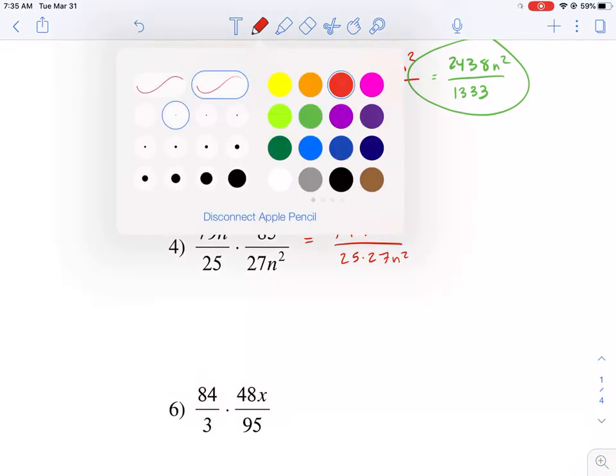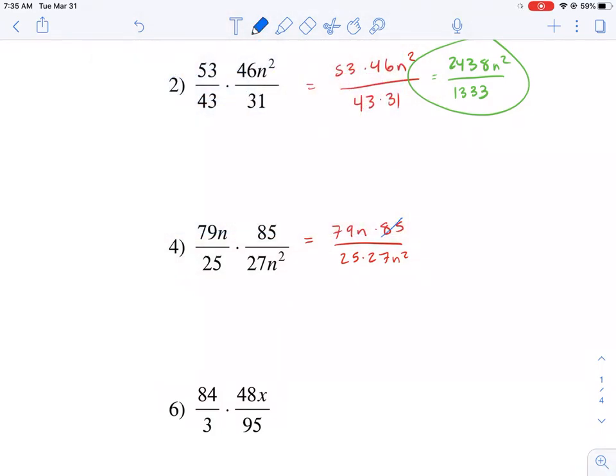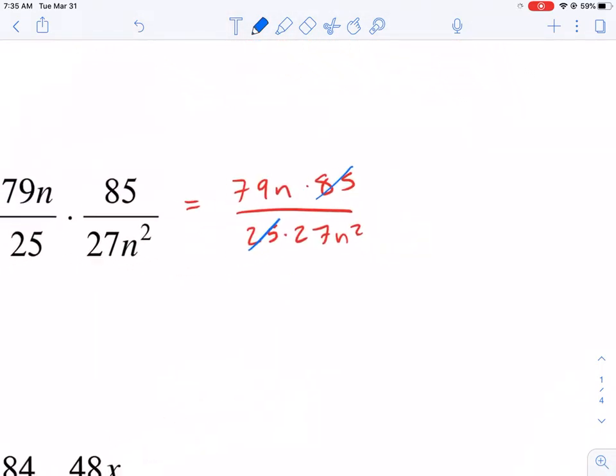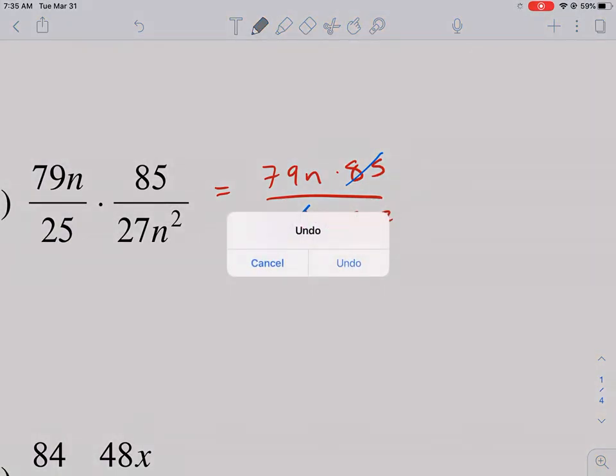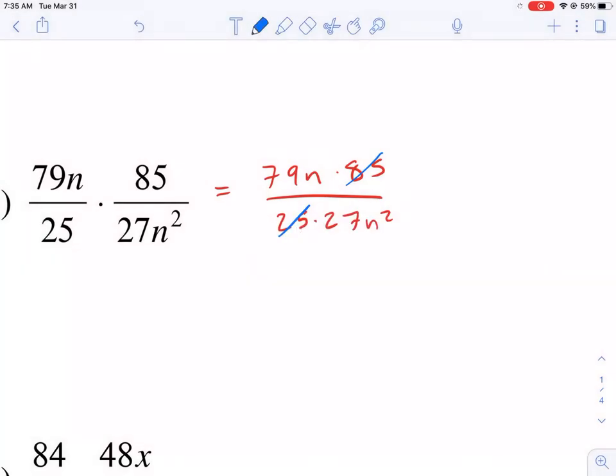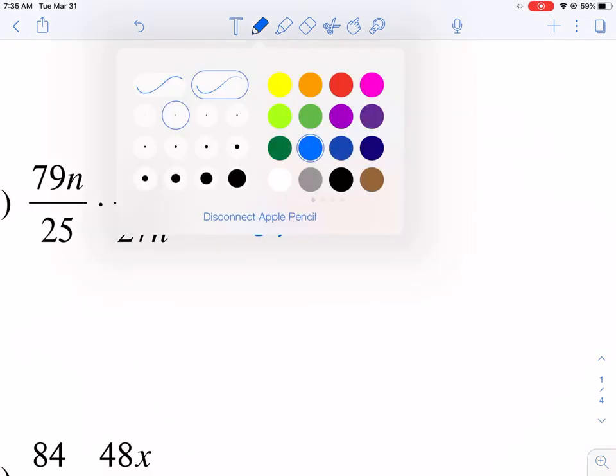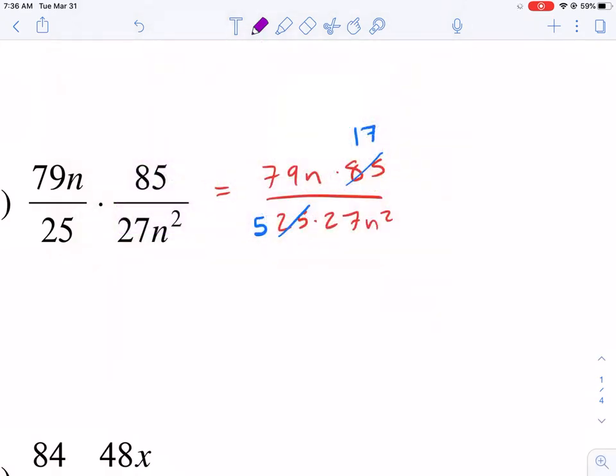Now, what we can do is divide both 85 and 25 by 5. What results? Well, 85 divided by 5 is 17, and 25 divided by 5 is 5. There's another thing we can reduce. I'm going to change color so you see the change. We have an n in the top, so that can cancel with one of the n's in the bottom.